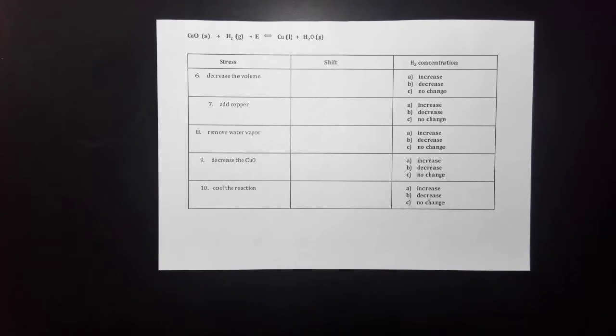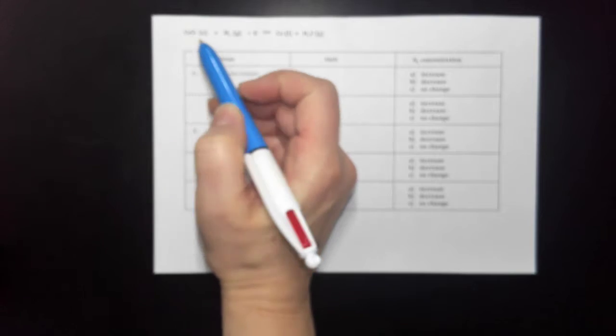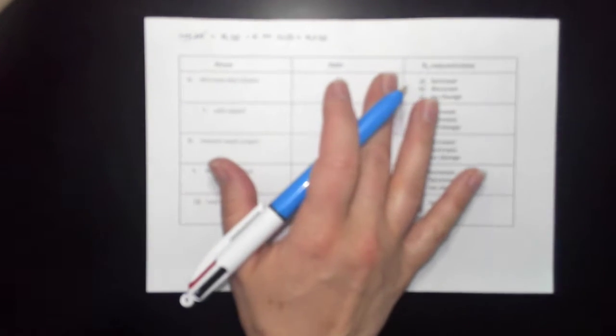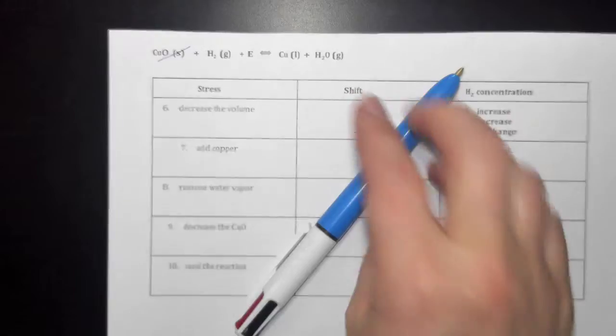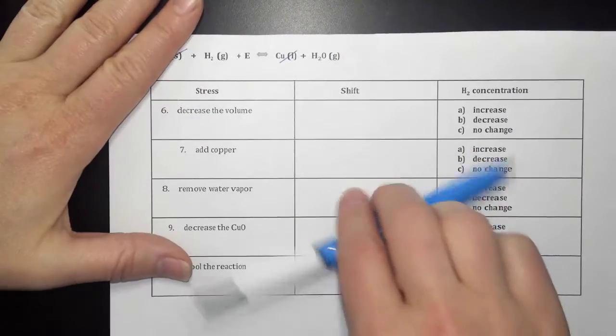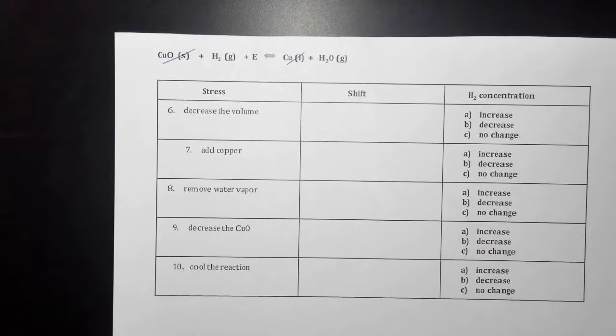So Chloe, the first thing I do is identify what does not participate in the reaction. Does copper oxide participate in the reaction? No. So I cross this out. How about hydrogen gas? And energy? And copper liquid? No. Good. And then water vapor? Yes. So the first thing I did was cross out the things that cannot participate.